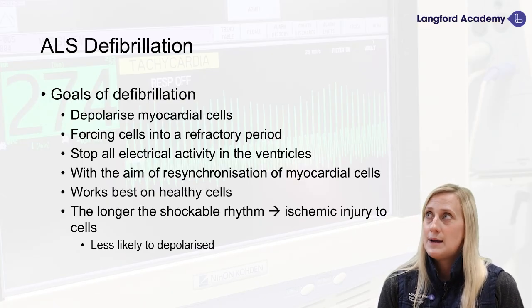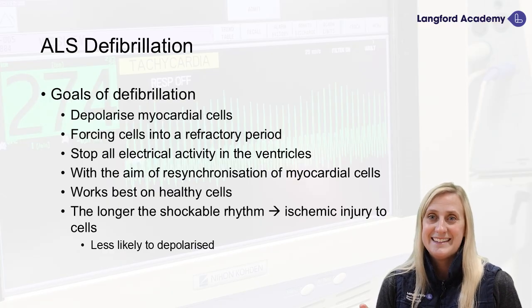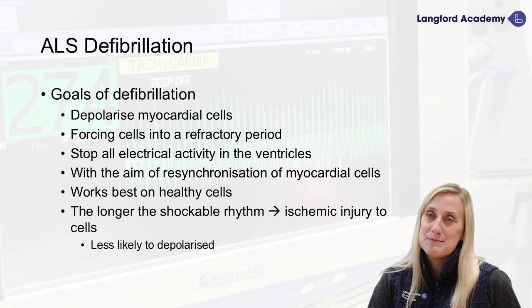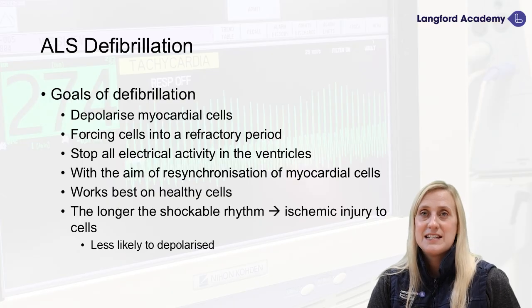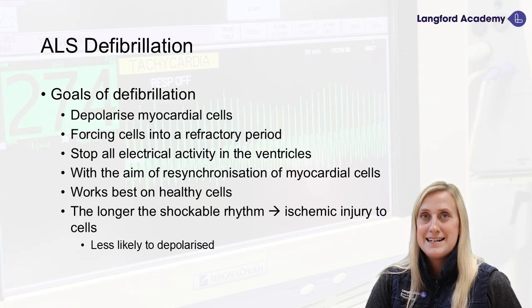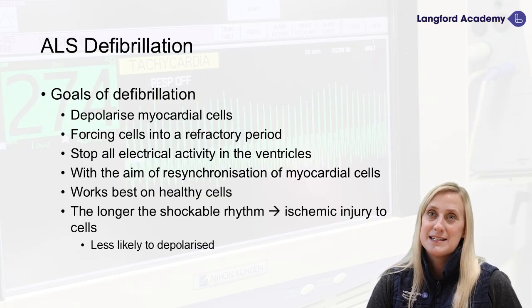If our myocardial cells are all healthy, and our patients may be healthy, though they might not be if they've gone to cardiac arrest, we are more likely to have it be effective. We depolarize those myocardial cells, and we give them a chance to behave themselves and get back into a more normal rhythm.